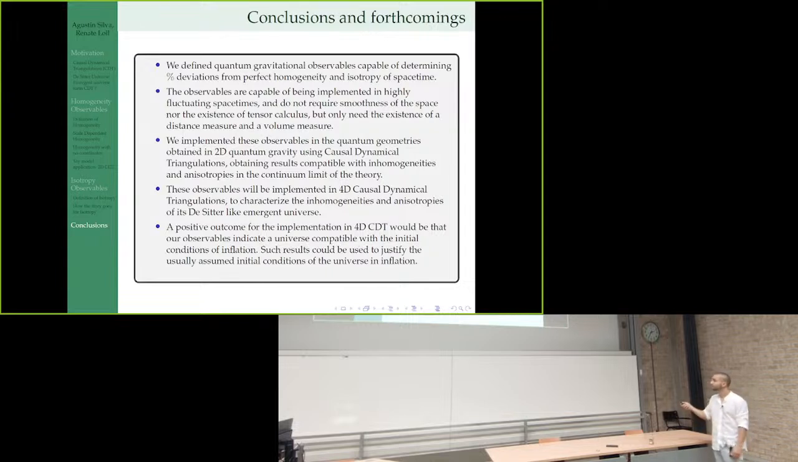In the future, we'll implement this in four-dimensional CDT to actually study the de Sitter universe that I mentioned at the beginning. A positive outcome of this would be that the number that we get from our observables tells that this emergent universe is actually compatible with the usually assumed initial conditions for the universe. Thank you very much for your attention, and enjoy your Friday afternoon.